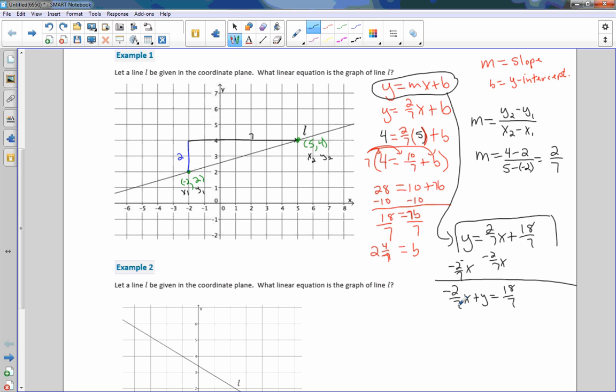Okay, again, a cannot be negative and none of them can be fractions, so now I need to multiply everything by a negative 7. So this is going to cancel the 7's, and the negative times the negative is positive 2x. Negative 7 times y is negative 7y, and then I'm going to get a negative 18 when I multiply negative 7 times 18 over 7. So this is my standard form, and this was my slope-intercept form. Same equation.